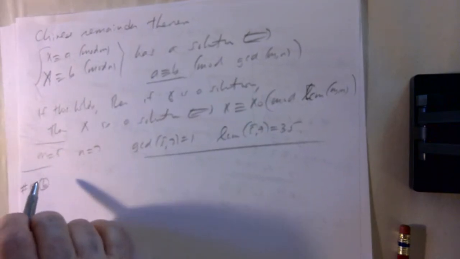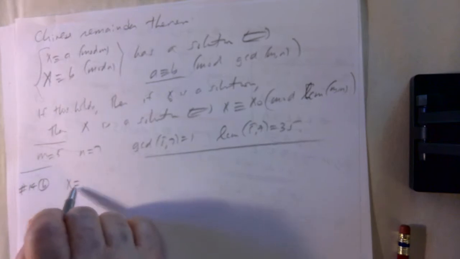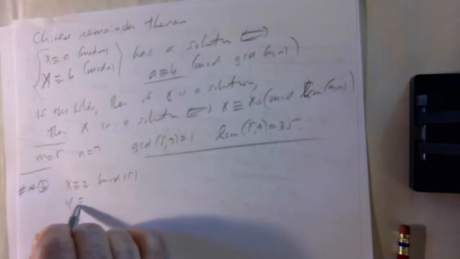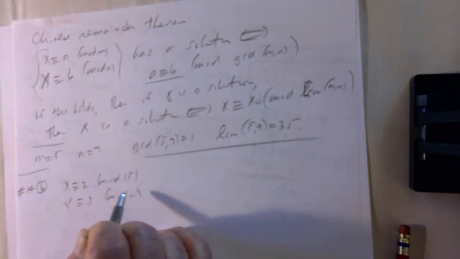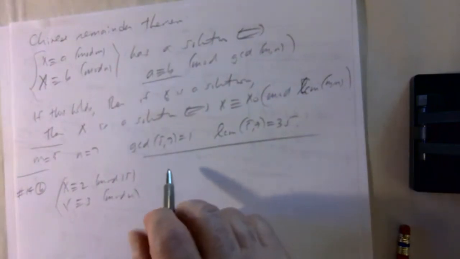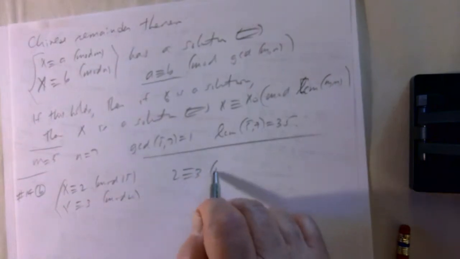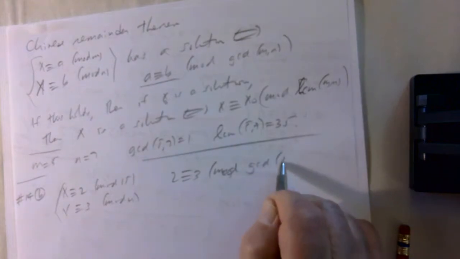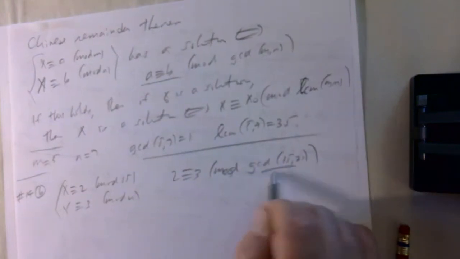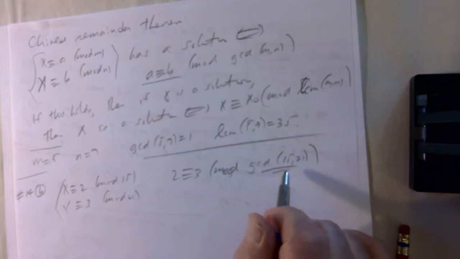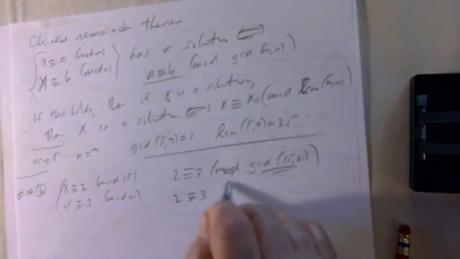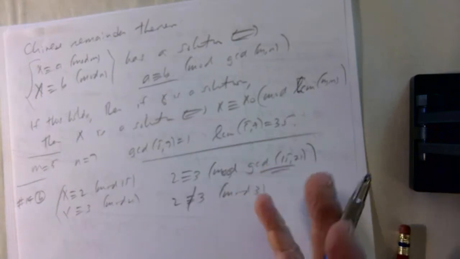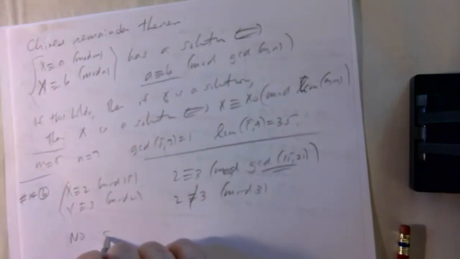Now let's see, in number 14, part B, we have x congruent to 2 mod 15, x congruent to 3 mod 21. So we look at the condition for a solution. Is 2 congruent to 3 modulo the GCD of 15 and 21? Well, the greatest common divisor of 15 and 21 is 3, and 2 is not congruent to 3 mod 3. 3 doesn't divide 1, therefore no solution.